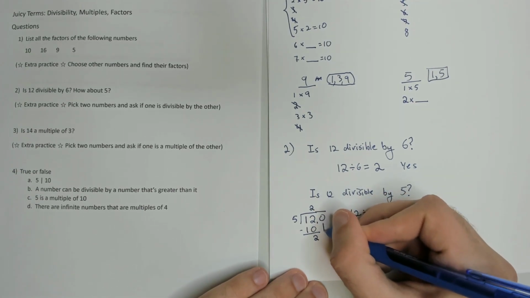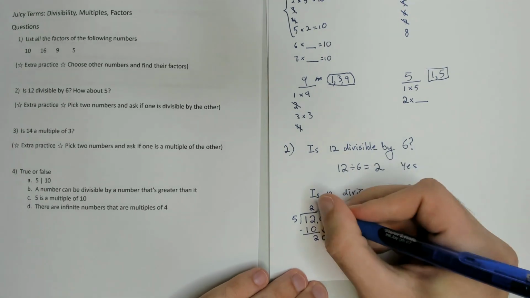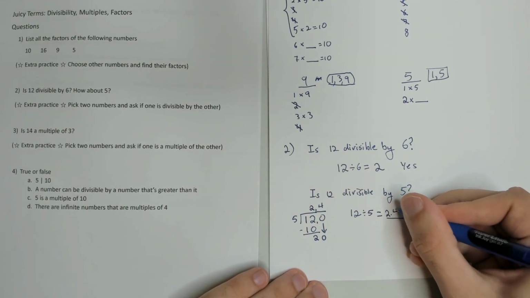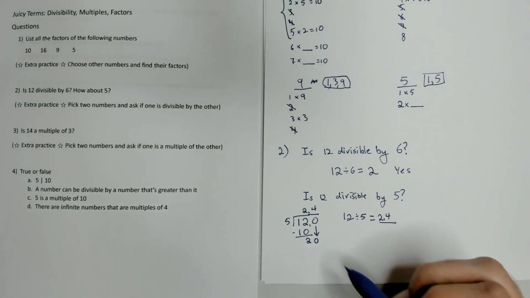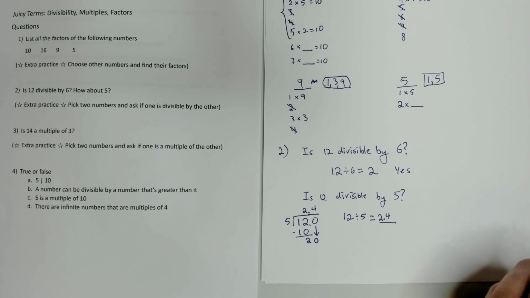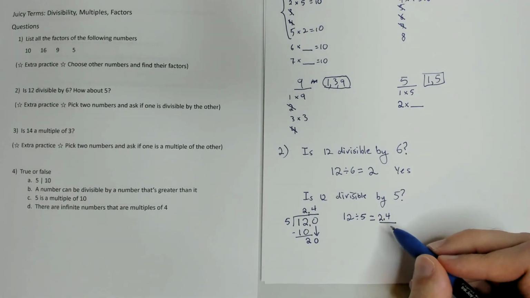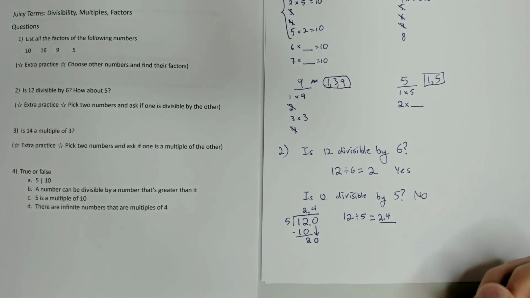So I add the 0.0, and I bring down the 0. And how many times does 5 go into 20? It goes in 4 times, so our answer is going to be 2.4. So if you don't remember the long division process, I encourage you to review that. It's really useful to know. But in any case, we checked in several different ways that this is going to give us a decimal number, not a whole number, so 12 is not divisible by 5.